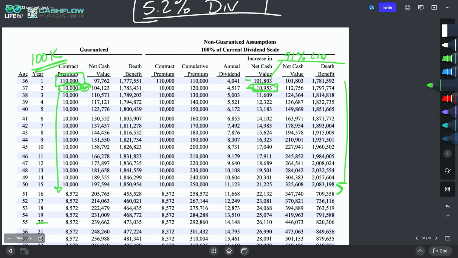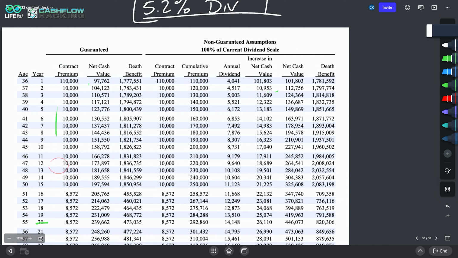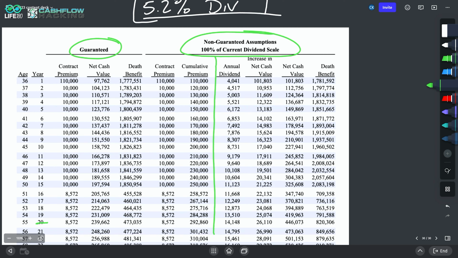I'm gonna clear these strokes a little bit here and get this out of here. So now that we got that basic foundational understanding of why I designed this policy this way, just for the sake of argument in this conversation, what I wanna talk about now is the guarantees versus the non-guaranteed assumptions, right? So you could see everything over here to the right of that line that I just drew, everything to the right is a non-guaranteed assumption.